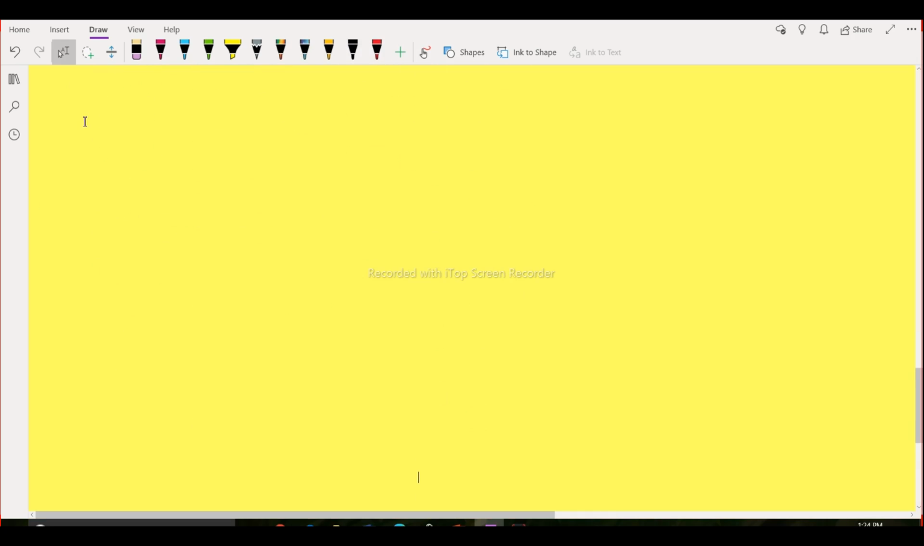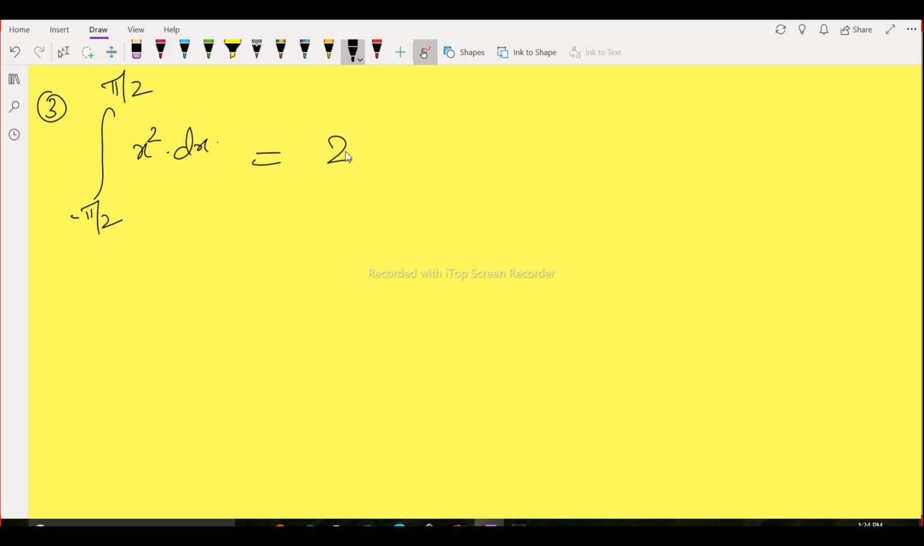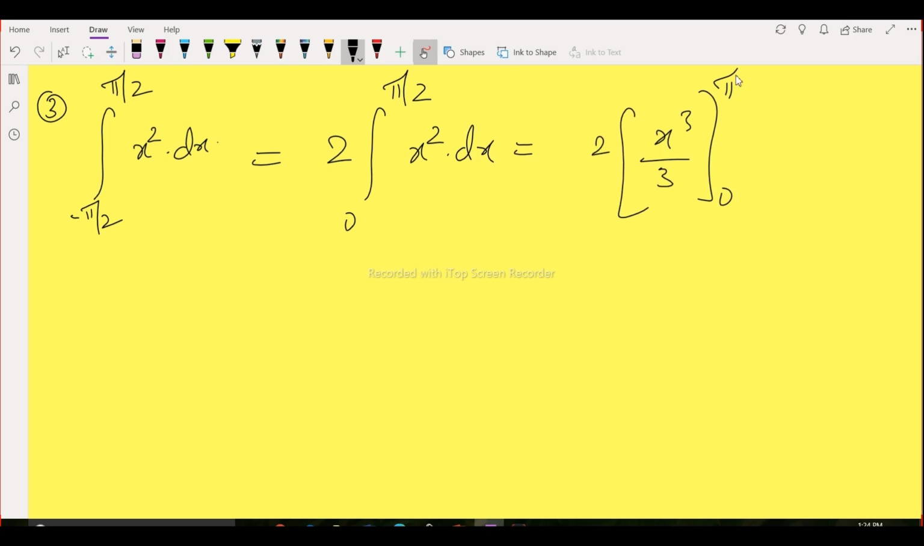Okay, let's take one more question. Let's say we have the integration from minus pi by 2 to pi by 2 of x square dx. Let's take a very simple example. X square is obviously even, so I can write this as 2 times the integral from 0 to pi by 2 of x square dx. Now I can just go ahead and integrate. This is x cube by 3, from 0 to pi by 2, and I can get the answer.